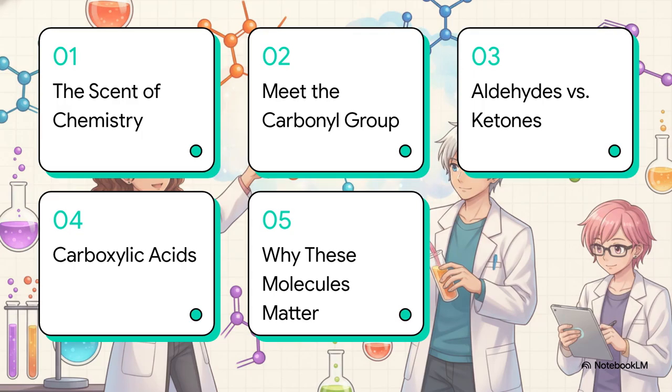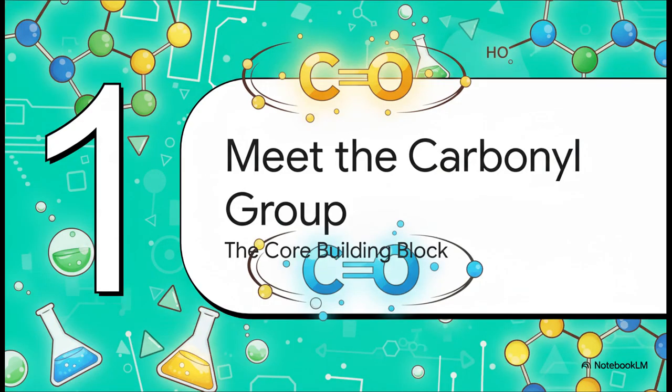Okay, so here's our game plan for this explainer. First, we'll get into the chemistry behind all these familiar smells. Then we'll meet the real star of the show, the carbonyl group. After that, we'll look at its two main offshoots, aldehydes and ketones, and introduce their powerful cousin, carboxylic acid. And finally, we'll tie it all together and see why these molecules are so incredibly important. All right, let's get right to the heart of it all.